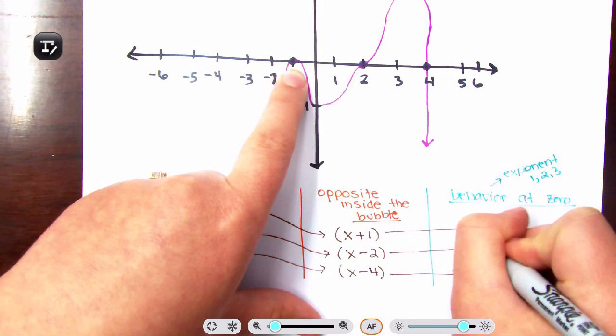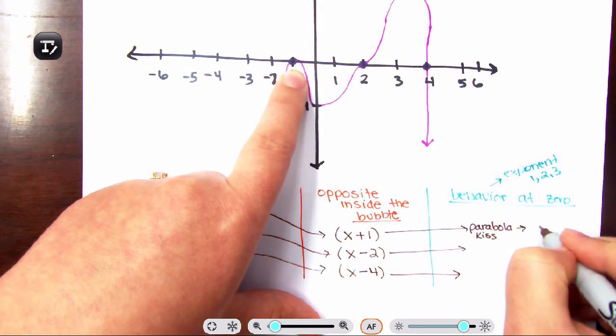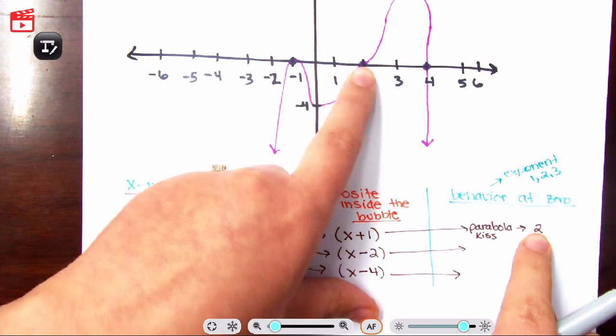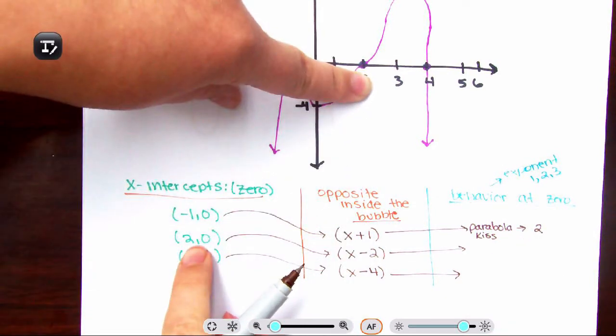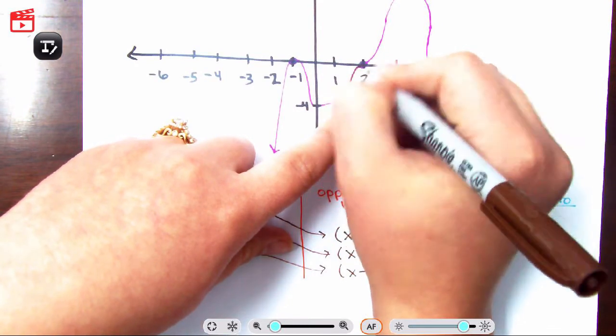That means I'm kissing the x-axis. I'm not actually following through. I'm not going through it. So that means I have an even exponent, and my exponent is 2. At 2, 0, I have a curve. It's going down and then it's going up.